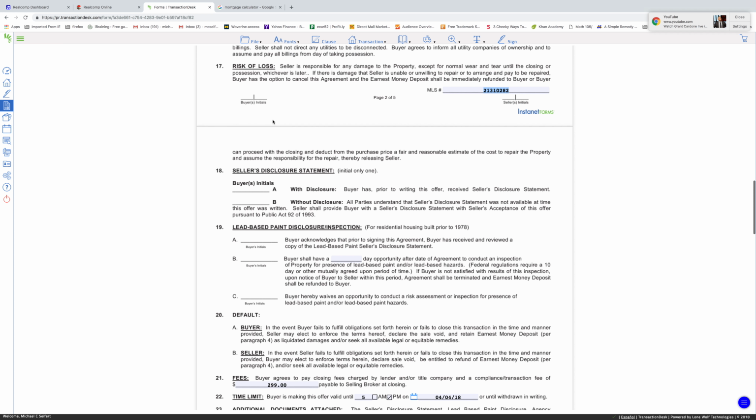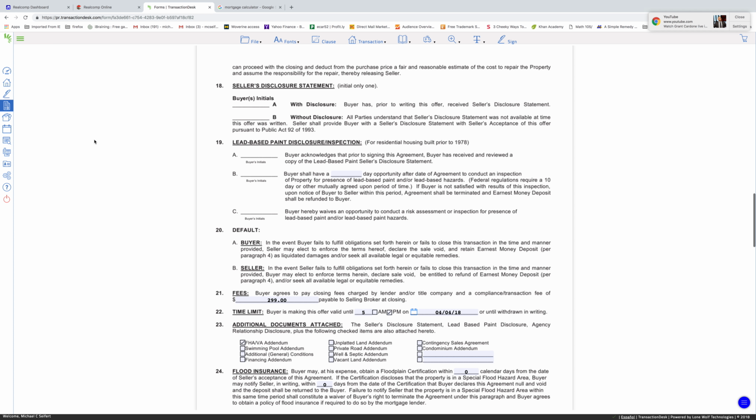Okay, page number 3 of the purchase agreement. Seller's disclosure statement. As you may or may not know, each seller in the state of Michigan needs to write a disclosure out, and we'll go over that in another video. The disclosure will state to the buyer the seller's best knowledge of what the problems with the house are, if there are any.